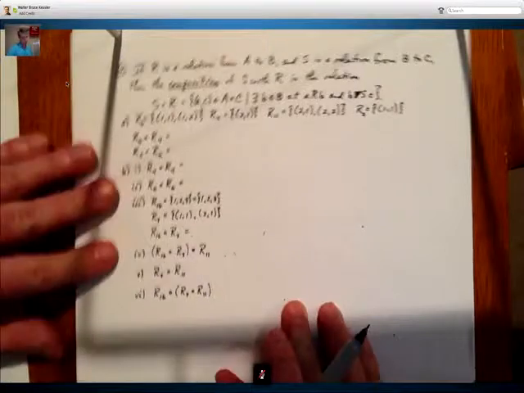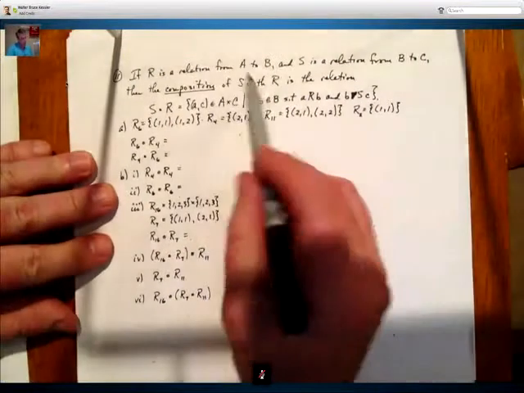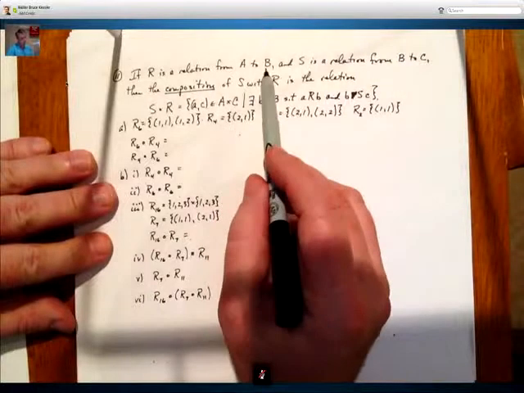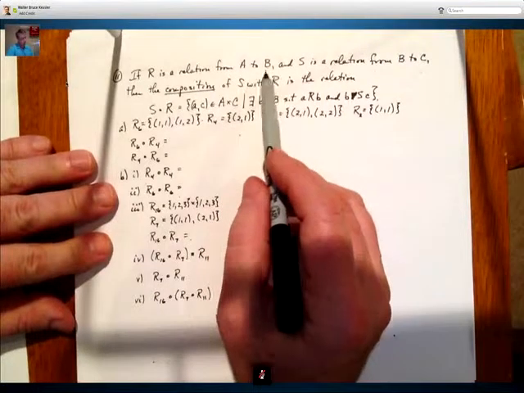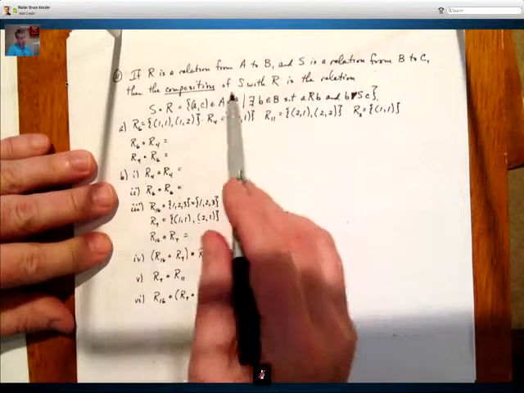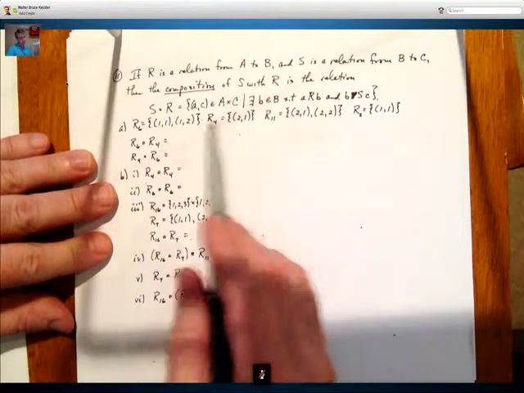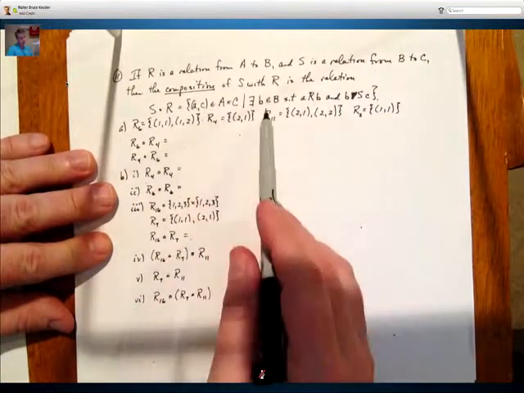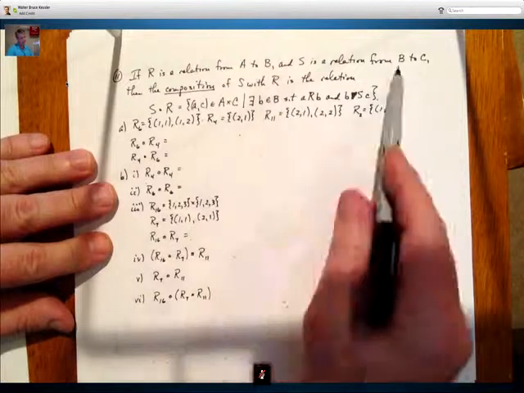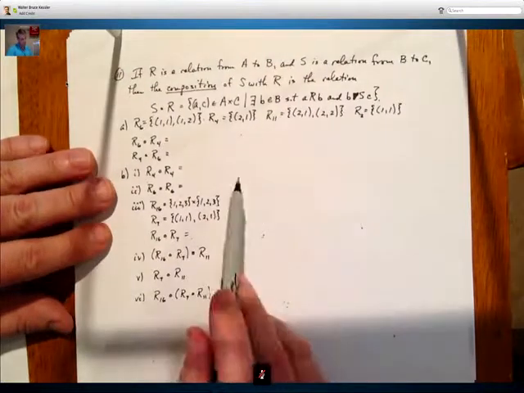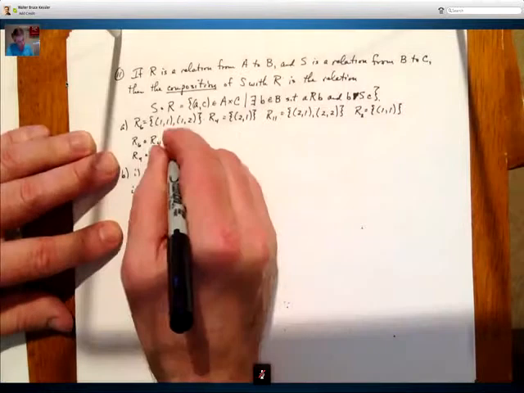11 has us looking at the composition of relations. That's where we have something that goes from A to B, and then the second relation goes from B to C. Then we say that the second one is composed with the first one. What we do is we take ordered pairs that are connected by something in that connector set, that B set.